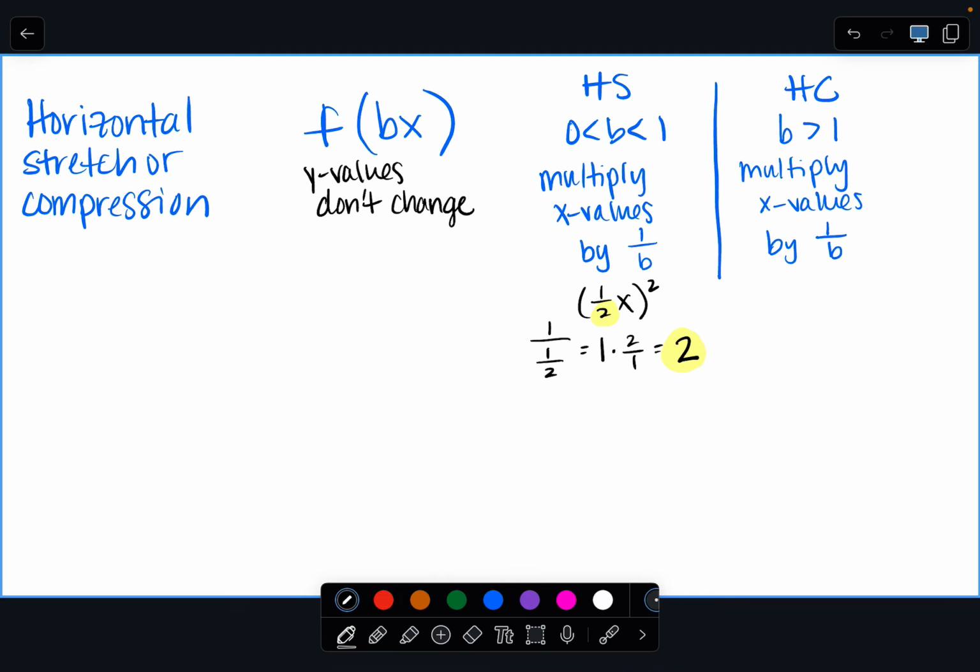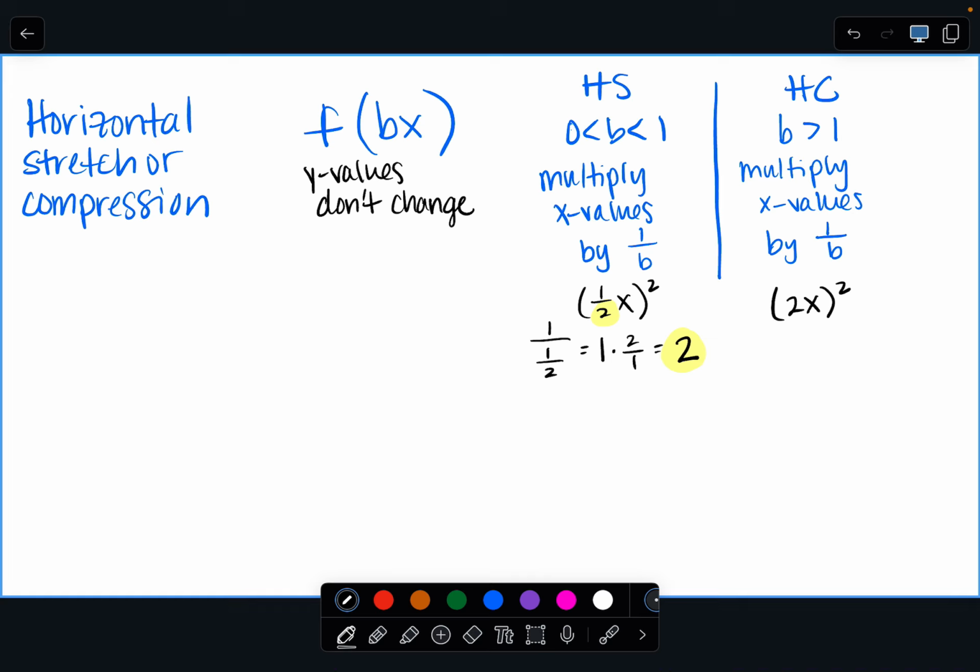And then for the horizontal compression, it's the same thing. If I go in and I see 2x squared, and it's a whole number on the inside, that is a horizontal compression. But when I go to multiply by 1 over b, I'm multiplying by 1/2. So it's kind of like you're thinking in the opposite way.